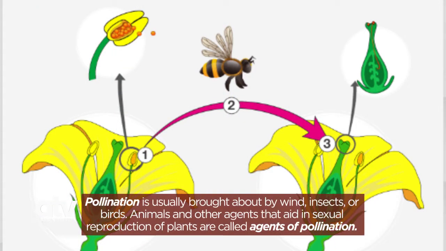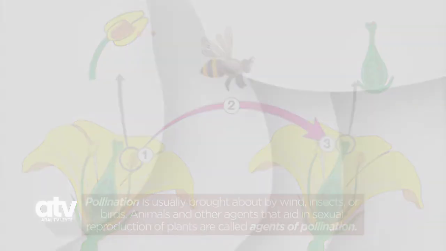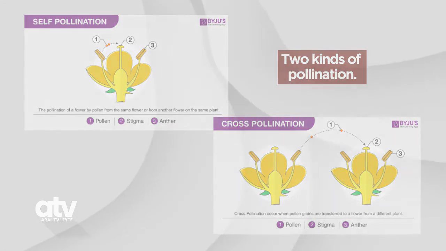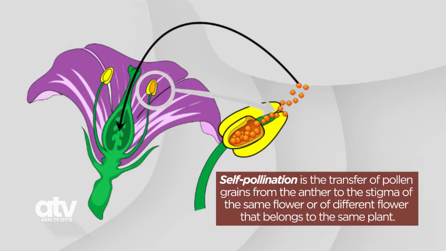Pollination is usually brought about by wind, insects, or birds. Animals and other agents that aid in sexual reproduction of plants are called agents of pollination. There are two kinds of pollination: self-pollination and cross-pollination. Self-pollination is the transfer of pollen grains from the anther to the stigma of the same flower or a different flower that belongs to the same plant.